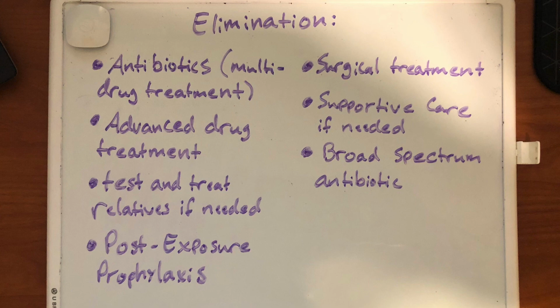And sixth, we have supportive care. This would be for any severe cases that involve hospitalization. Seventh, we have a broad spectrum antibiotic. This would not be useful because tuberculosis must be dealt with specifically to avoid further damage to the body.